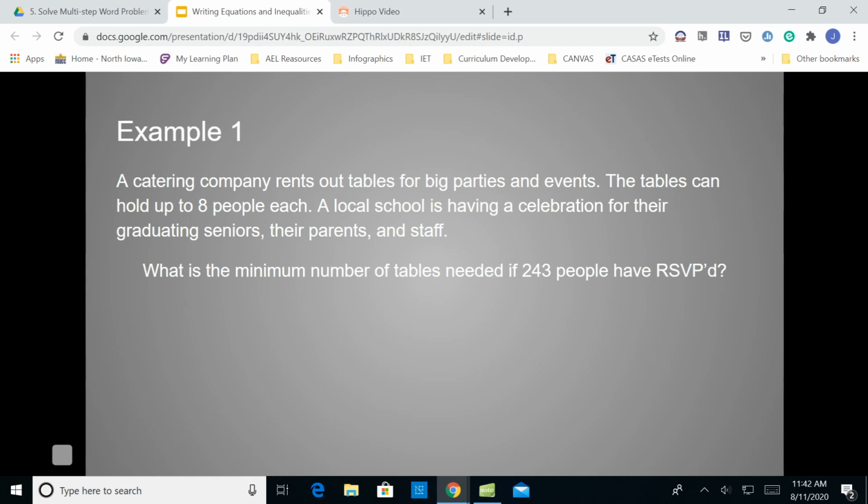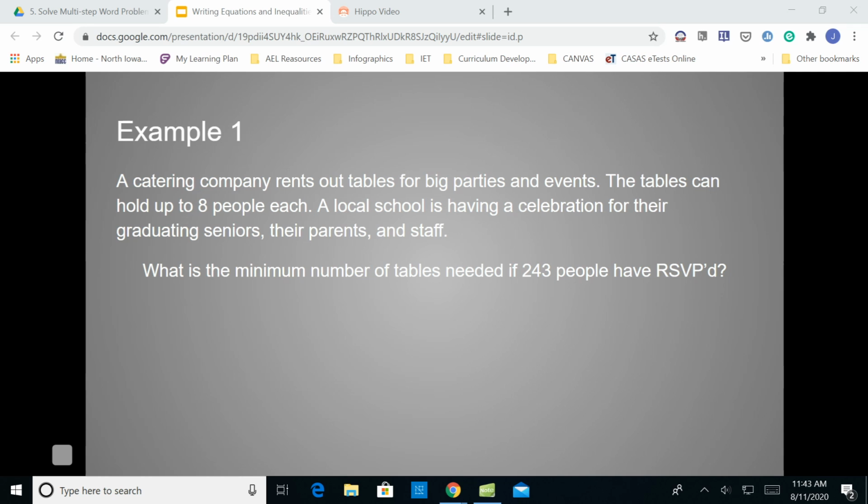So let's look at an example. A catering company rents out tables for big events and parties. Their tables can hold up to 8 people. And if we're having a school celebration for graduating seniors, their parents, and staff, what is the minimum number of tables needed for 243 people that have RSVP'd?